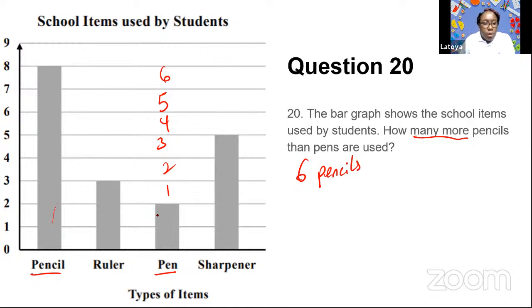If we did not work it out using the graph, you could subtract to get the answer. There are 8 pencils and there are 2 pens. So 8 subtract 2 will give you 6. Whether you use the graph or you subtract, you'll get the same answer. So the answer is 6 pencils.